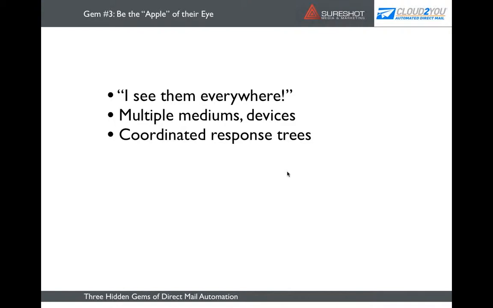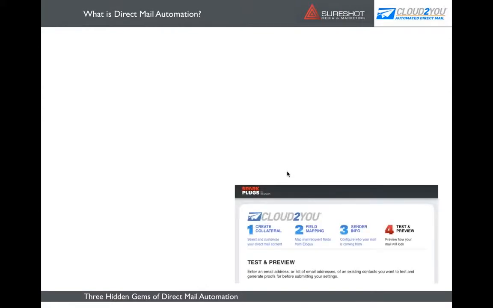So finally, let's talk a little bit about what direct mail automation is. When we talk about this, there are some key elements that I want to make sure we discuss, and this might stoke some questions on your part. Feel free to continue adding your questions to the Q&A box as we move along here. So let's talk about what direct mail automation is.